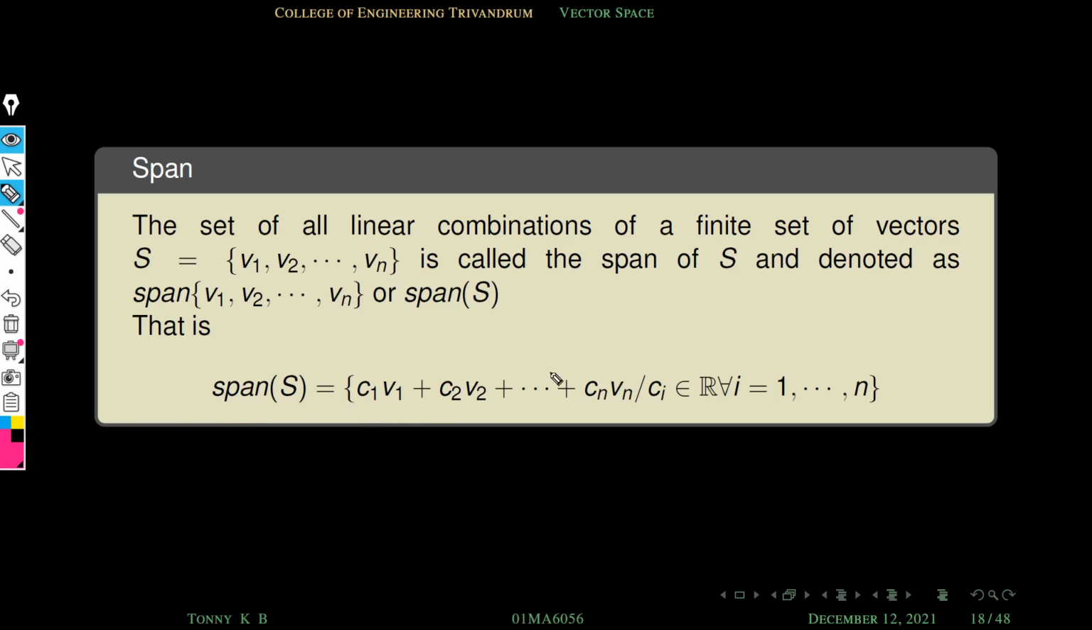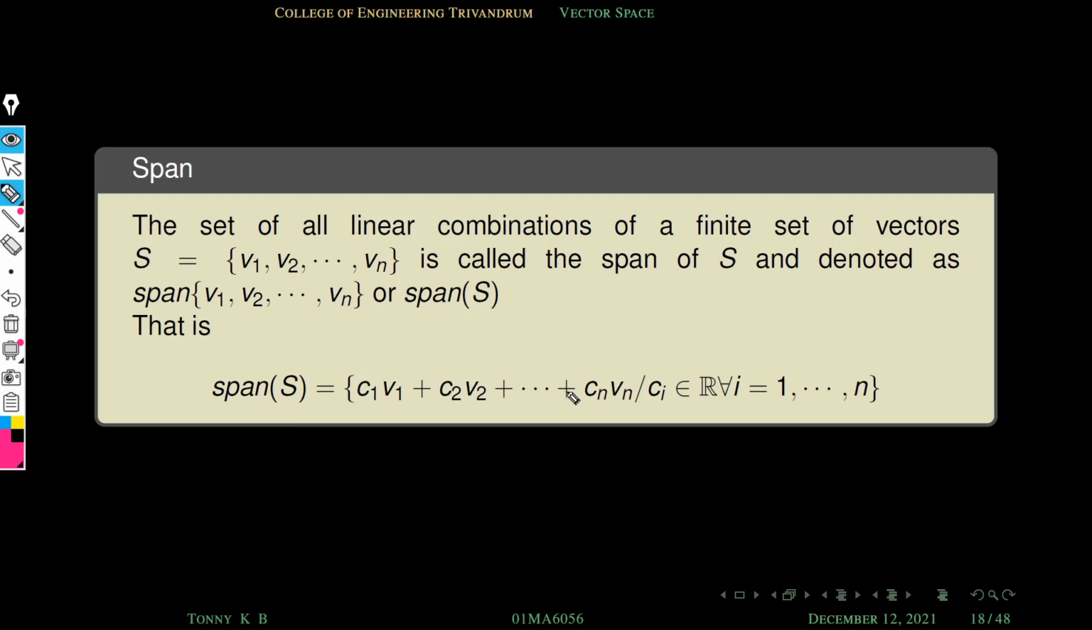What is a linear combination of V1, V2, ..., Vn? That is nothing but C1 V1 plus C2 V2 plus etc., plus Cn Vn, where these Ci's are any scalars, arbitrary numbers. Okay, that's why Ci belongs to R for all i. So, by choosing different combinations of C1, C2, ..., Cn, we get different elements in our spanning set.